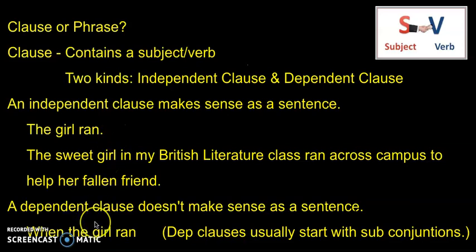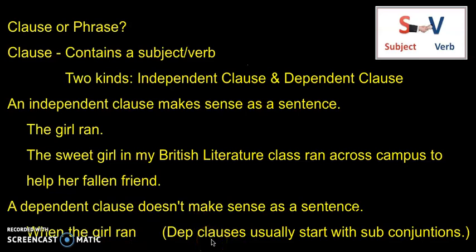But it's the dependent clauses that don't make sense even though they have a subject and a verb. For example, when the girl ran, even though you have a subject and verb, girl ran, it doesn't make sense to say when the girl ran, you are expecting more to have that complete thought.